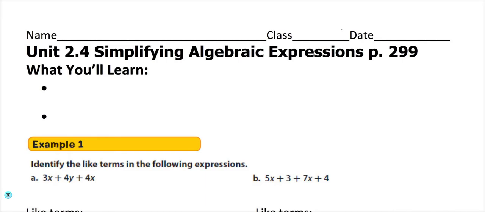So today we're going to look at Unit 2.4, Simplifying Algebraic Expressions, page 299 in the textbook. Go ahead and put today's date for me up at the top.